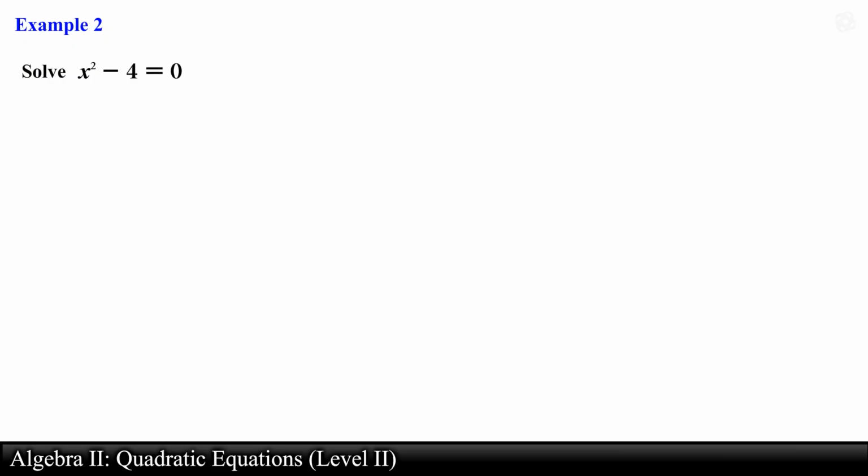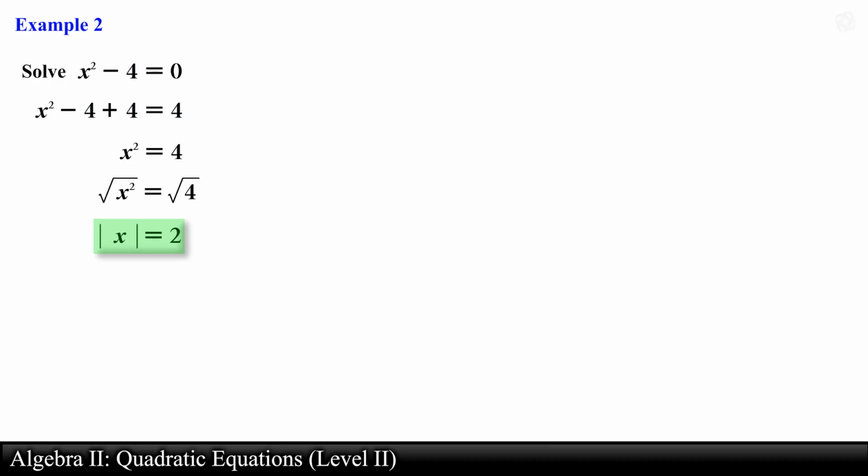We first need to get rid of the 4, so we add 4 to both sides of the equation. The left-hand side simplifies to x squared, and the right side simplifies to 4. Since the coefficient on x squared is equal to 1, we go ahead and take the square root of both sides. Doing that, we obtain the following. The square root of x squared reduces to the absolute value of x, and the right side of the equation reduces to 2. So now we have the equation, the absolute value of x equals 2.